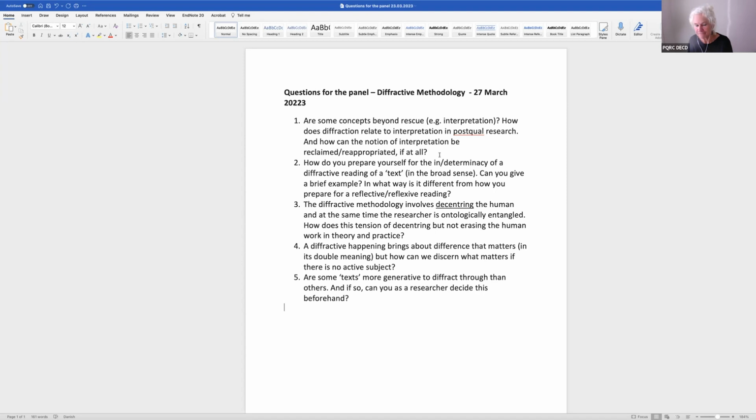Then the fourth one: a diffractive happening brings about difference that matters in its double meaning. You were talking about that in the last reading group. But how can we discern what matters if there is no active subject? Fifth, are some texts, and you might want to take two or three at the same time, more generative to diffract through than others? And if so, can you as a researcher decide this beforehand? I'll put these in there as well.